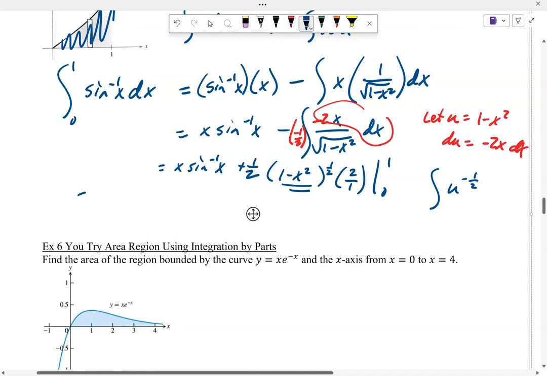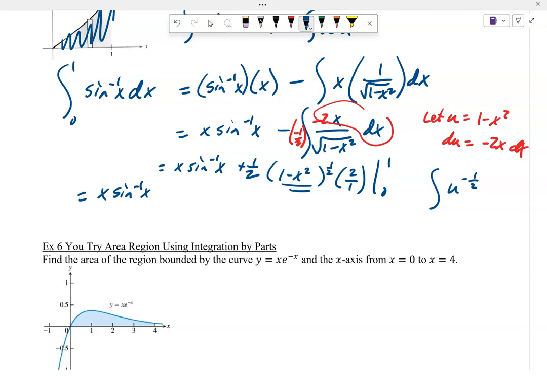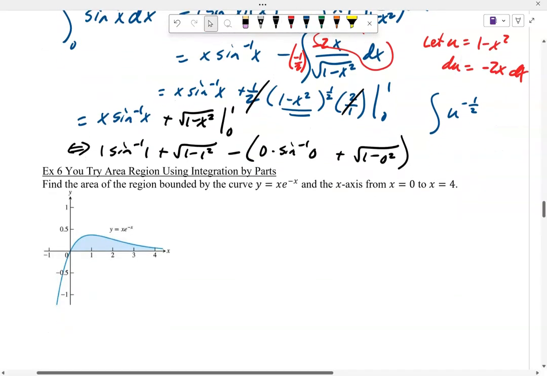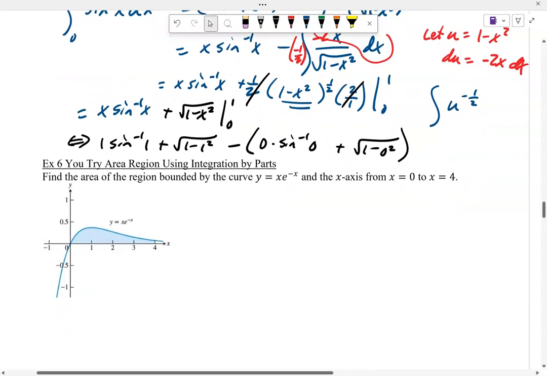So let's clean this up a little bit. I got x arc sine of x, and then a half times 2 over 1. That'll cancel. So I just have plus the square root of 1 minus x squared, but I'm going from 0 to 1. So let's plug the 1 in. 1 times the arc sine of 1 plus the square root of 1 minus 1 squared, minus, now let's throw the 0 in, 0 times the arc sine of 0 plus the square root of 1 minus 0 squared. And so we've got the arc sine of 1.